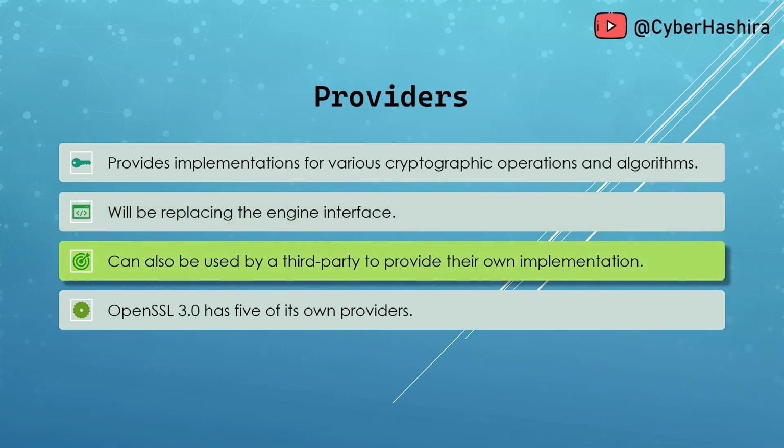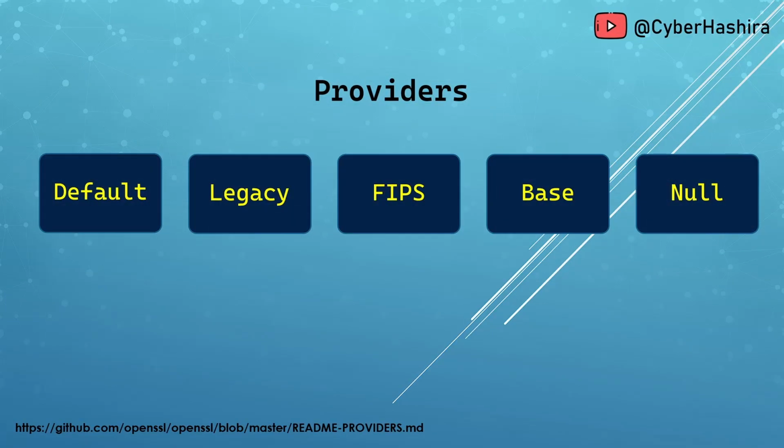An OpenSSL provider can also be used by a third-party vendor to provide their own implementation of cryptography. They can write their own cryptographic solution as an OpenSSL provider. OpenSSL has 5 built-in providers. Each of them serves a specific purpose. Let's see what they are. These are the 5 providers in OpenSSL.